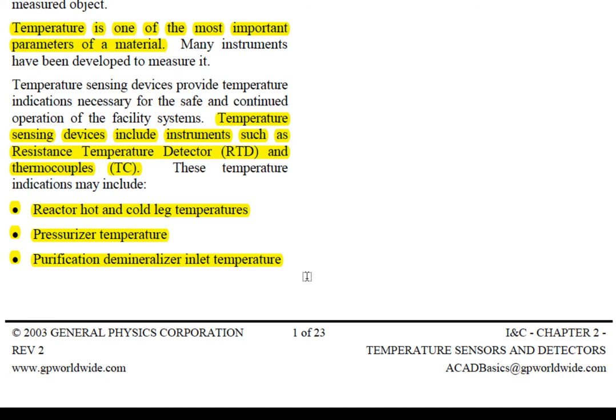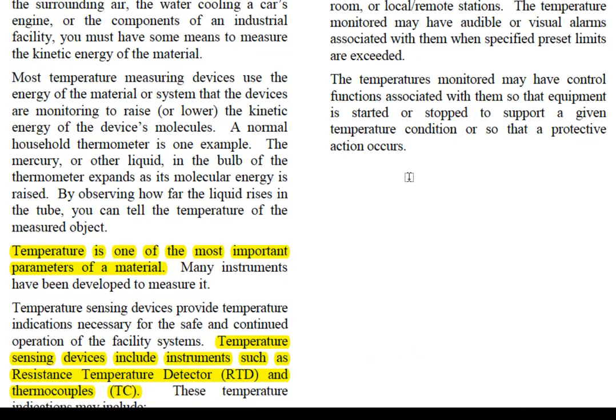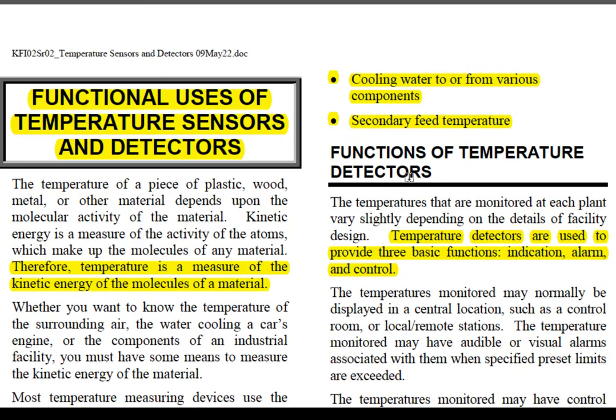That's very important because if we have too high of a temperature within our demins, we can actually melt the material, the resin beds, inside the demineralizers, and then no longer be able to filter our water properly. So that's a big deal there.